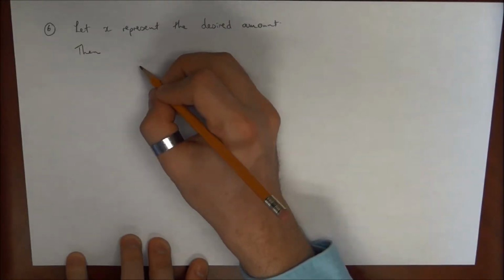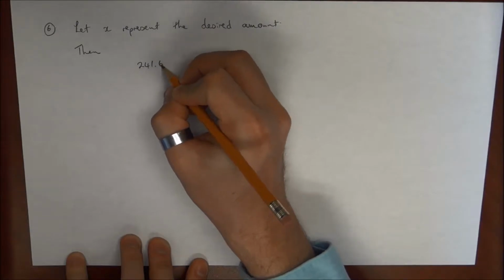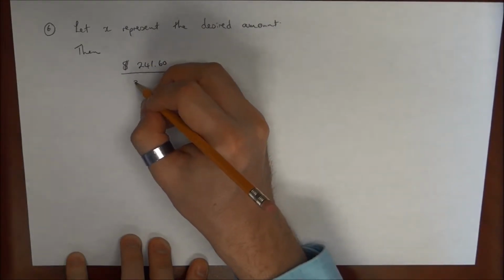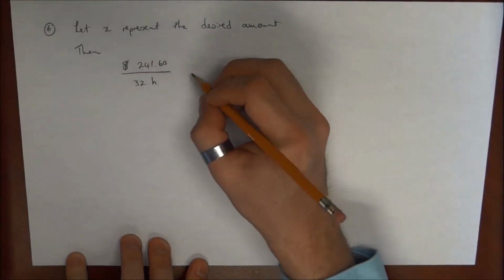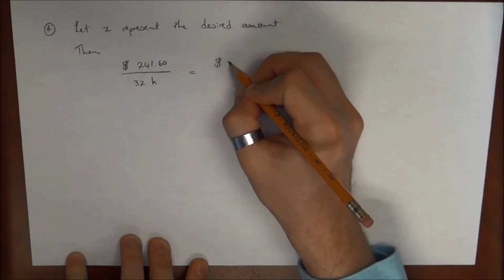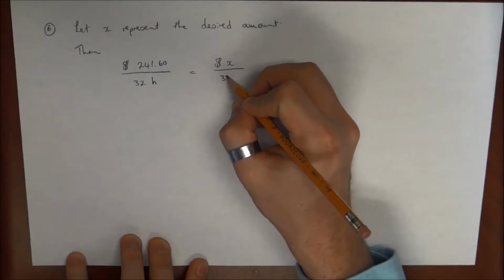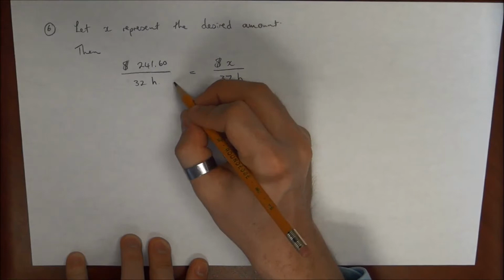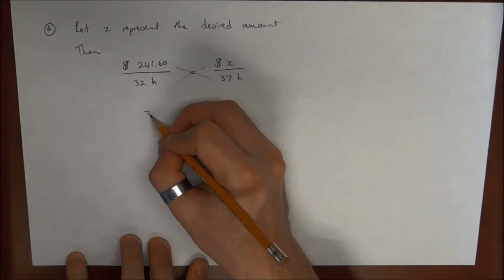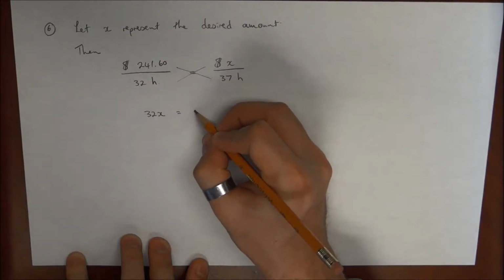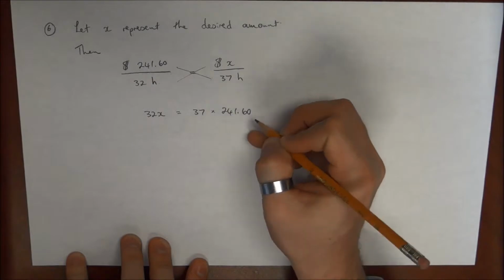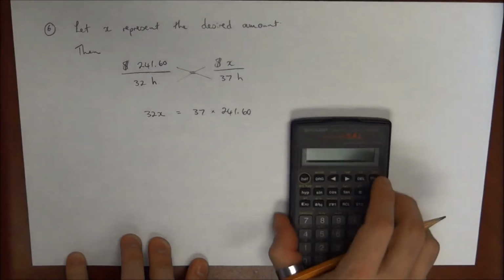Well, my wage is $241.60 per 32 hours. That has to be the same as X dollars for 37 hours. I have my ratio equation. I'll cross multiply to get 32x equals 37 times 241.60. Let's find that.